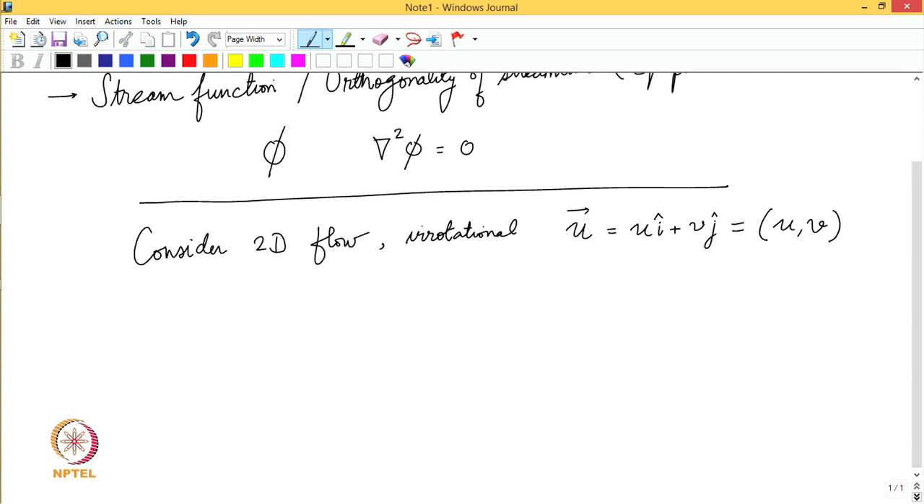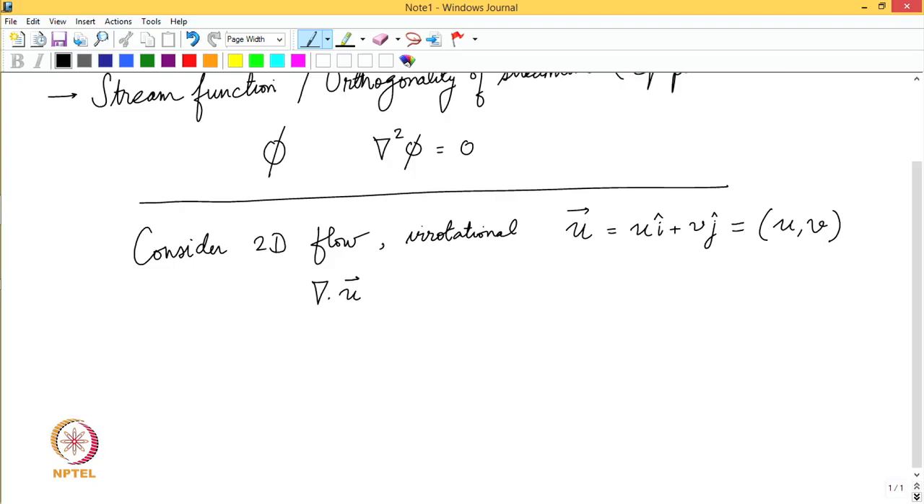Now, for an ideal fluid we know that this flow field must satisfy the continuity equation, which was del dot u is 0, which in a vector sense will be du dx plus dv dy is 0.